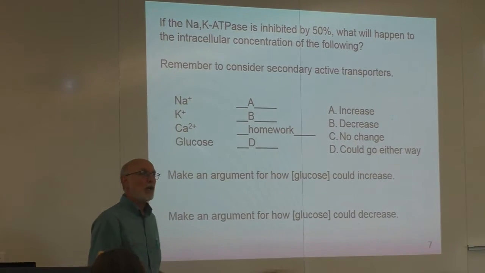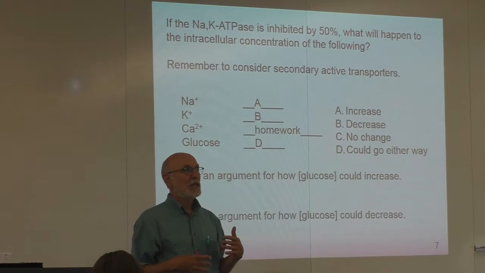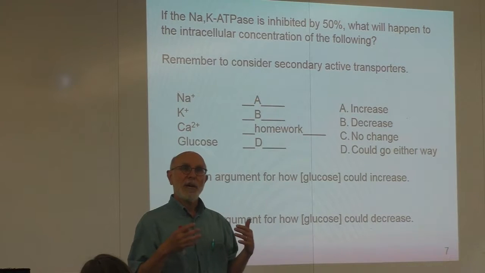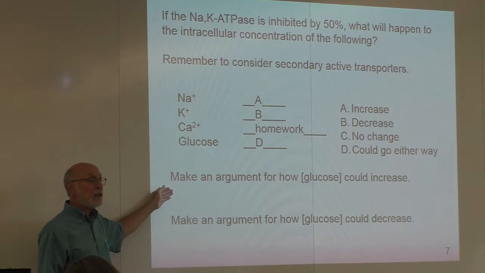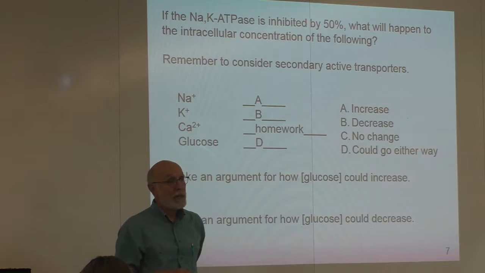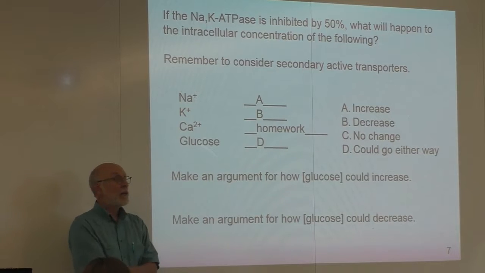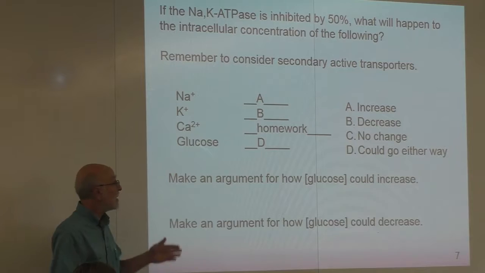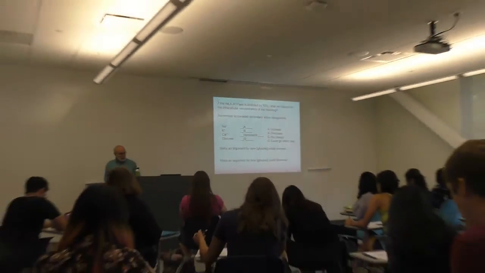So let me ask you to work together, because many of you put C, no change, which is kind of okay, if it could go either way, maybe it doesn't change. I think it could change, but it could go either way. And you could make an argument for how the concentration of glucose inside the cell would increase, and you can make an argument for how the glucose could decrease. So I'm going to give you like 2 minutes to talk to each other and try to come up with an argument for how glucose could increase and an argument for how glucose could decrease. That is to say, why it could go either way. Okay? So let me give you a minute to do that.